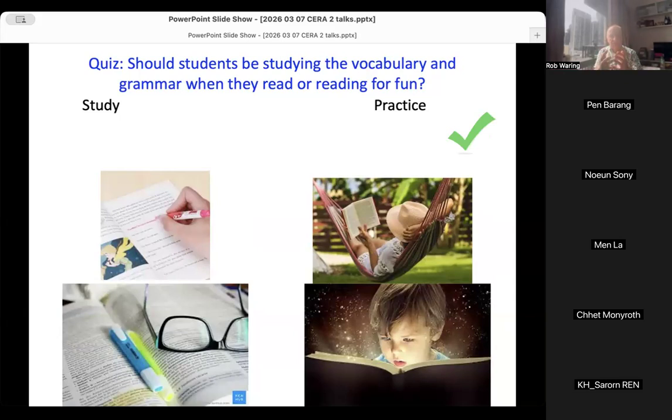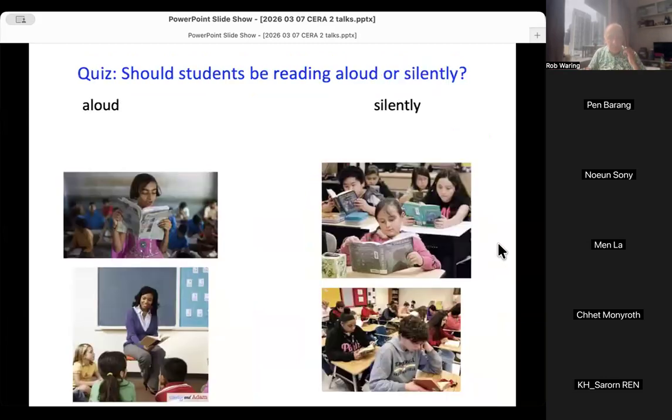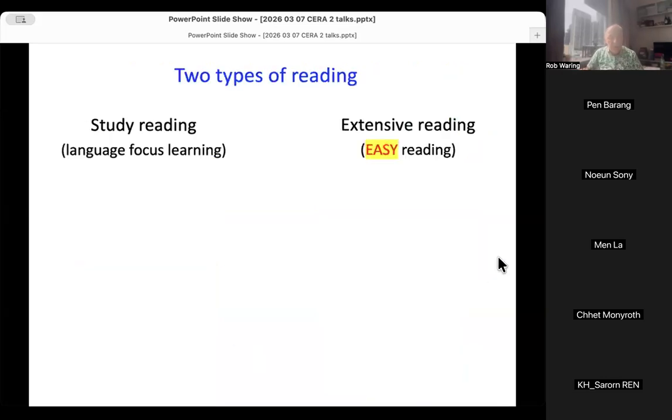So the textbook will introduce the new language and the new vocabulary, and then we practice that and strengthen and consolidate that language through the reading. And so the reading is done silently. We don't have the students read aloud. That's a different type of reading. Now, it's okay for the teacher to read stories to the students. That's fine.